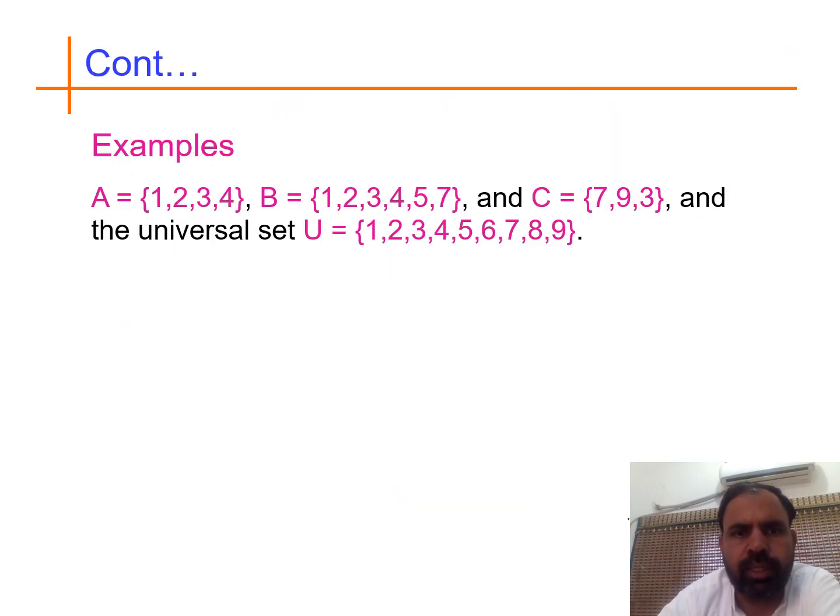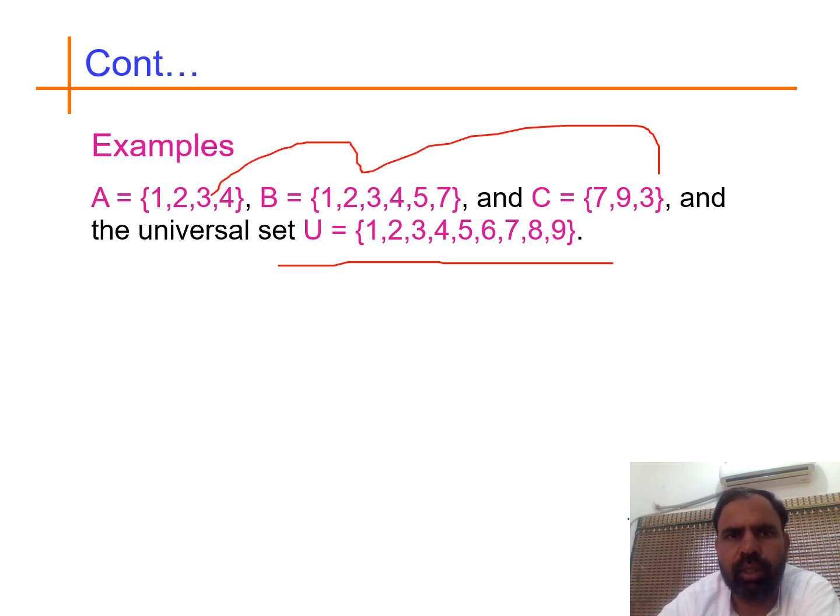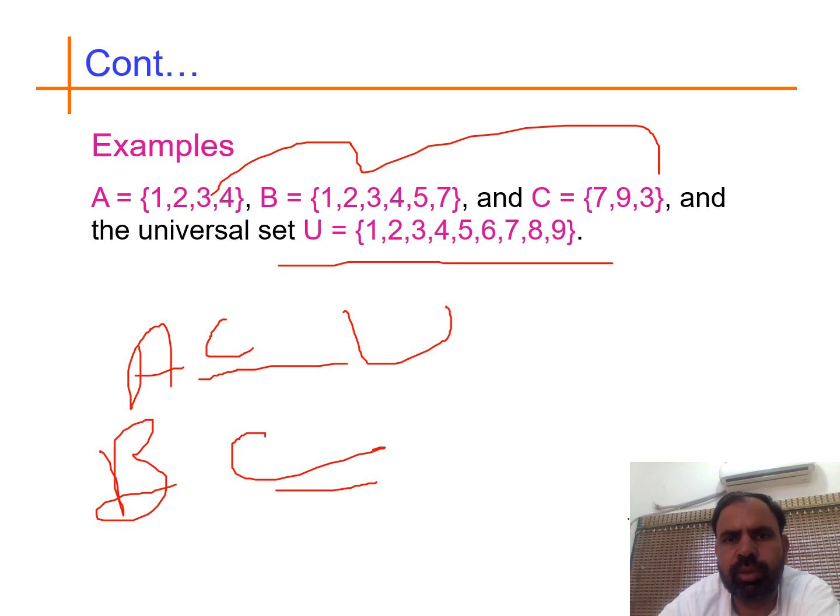For example, A is equal to {1, 2, 3, 4} and B is {1, 2, 3, 4, 5, 6} and C is equal to this, then the universal set U, which contains all these three sets, is equal to {1, 2, 3, 4, 5, 6, 7, 8, 9}. A is also a subset of U, B is also a subset of U, and C is also a subset of U.